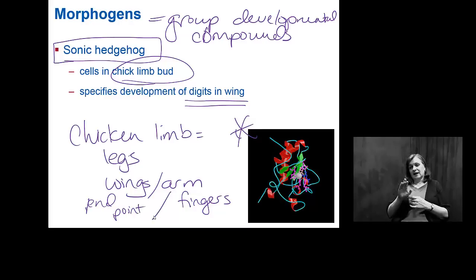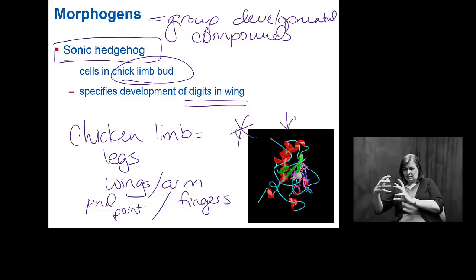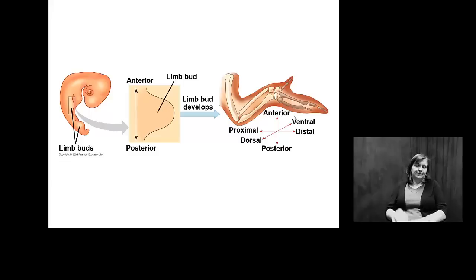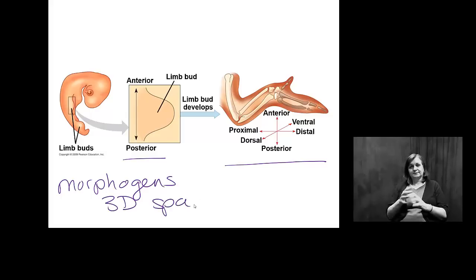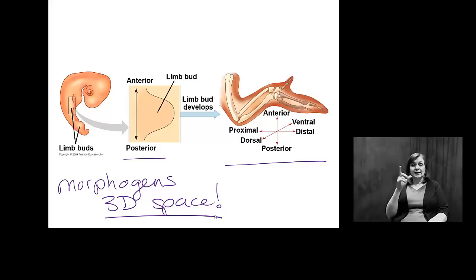But where does the Sonic come in? They decided that this looks a whole lot like Sonic Hedgehog. You can decide. So in this development, Sonic is actually doing a whole lot here for us. Not only is it setting up anterior and posterior, but it's also setting up a three-dimensional plane. So remember, we said these morphogens are critical at setting up a three-dimensional space. So we actually need anterior, posterior, dorsal, ventral.